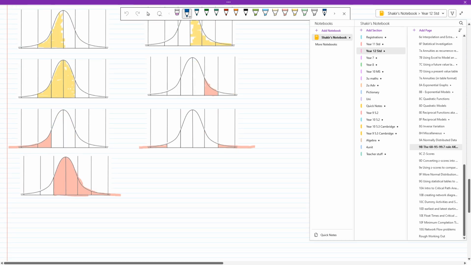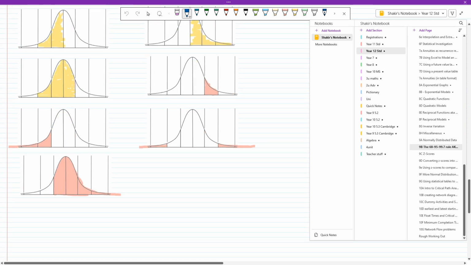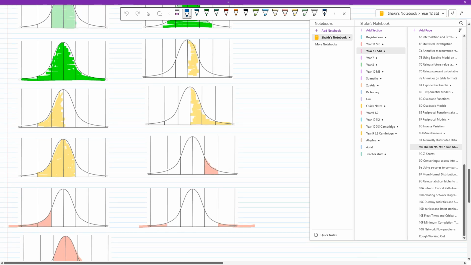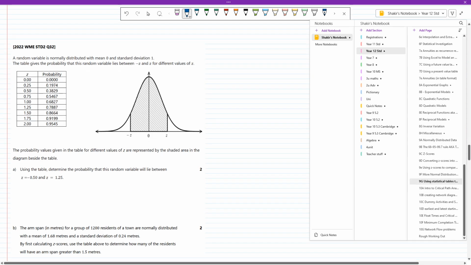You still need to know this, but instead of the 68, 95, 99.7, now you'll be using the table to figure out all these sorts of questions. But you just use the table. Depending on what you get, it's just like a puzzle type of thing. So you've got to solve the puzzle.